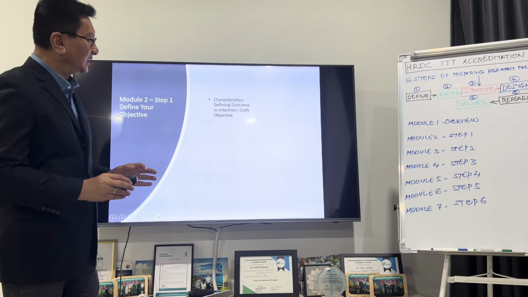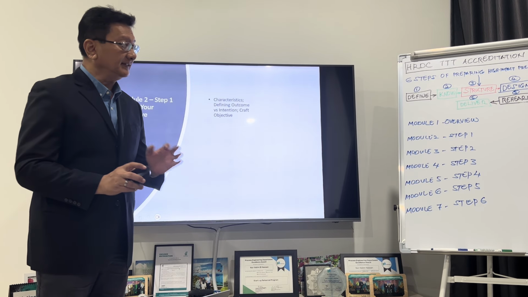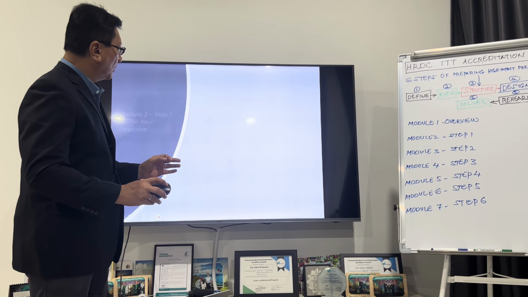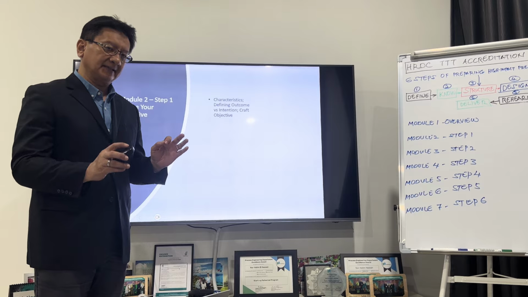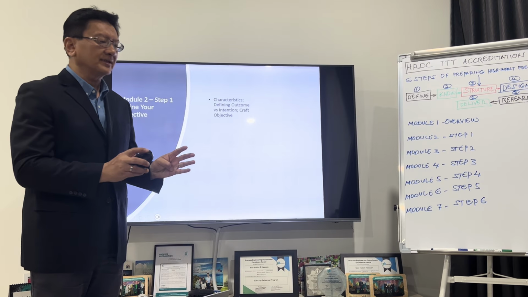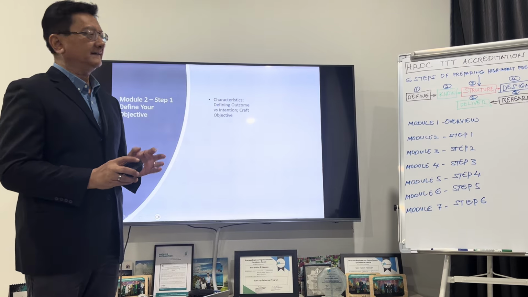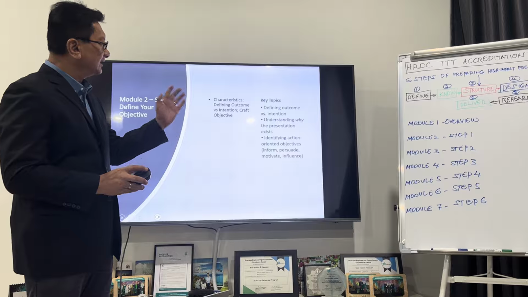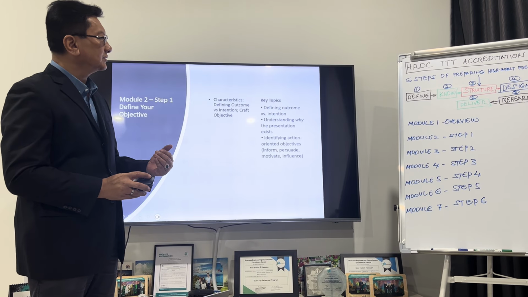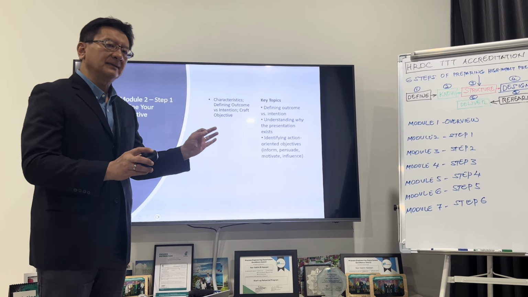Let's continue our module 2, step 1, which is basically define your objective. What is the characteristic of this step? First, we need to define outcome versus intention, and we need to also craft the objectives. Okay, that is critical. And then the key topic that we're going to cover during this module 2, step 1, is also understanding why the presentation exists.